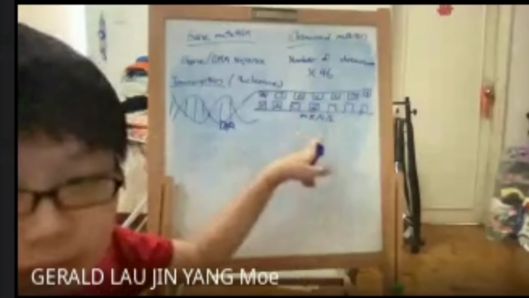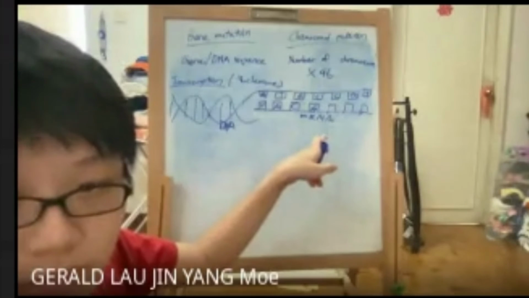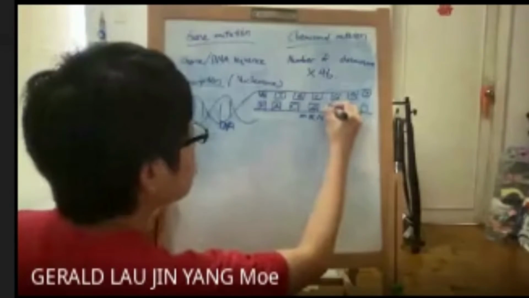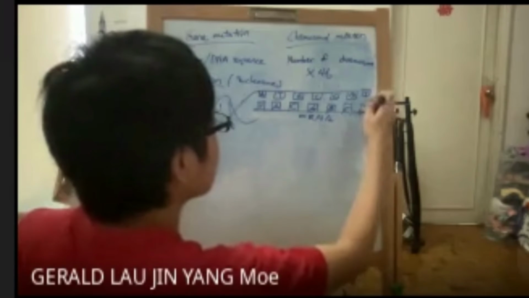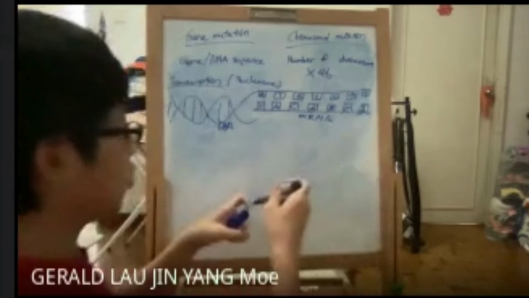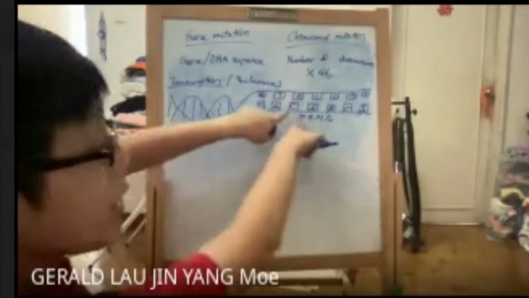Do you understand this? Yes, good. Okay. C dengan siapa? G. G dengan siapa? C. T dengan U. Sorry, T dengan A. Sorry. T dengan A. Okay. So, the mRNA ini akan jadi the sequence code. Amino acid punya sequence code.